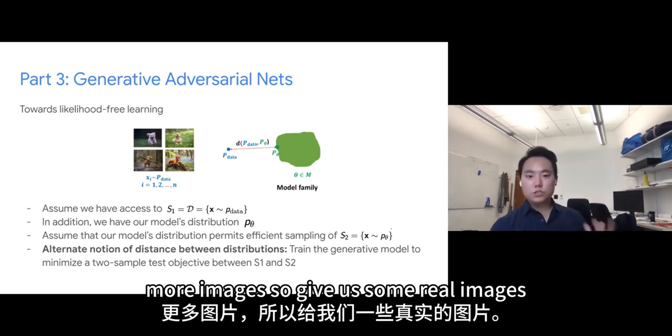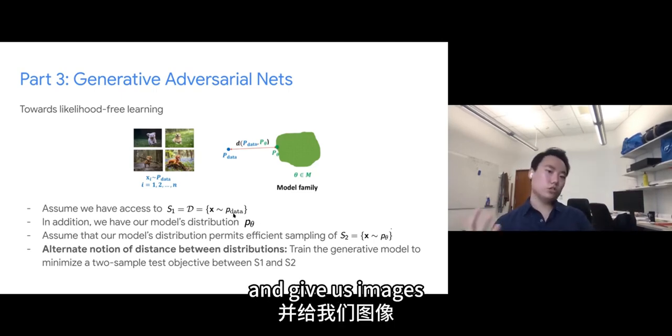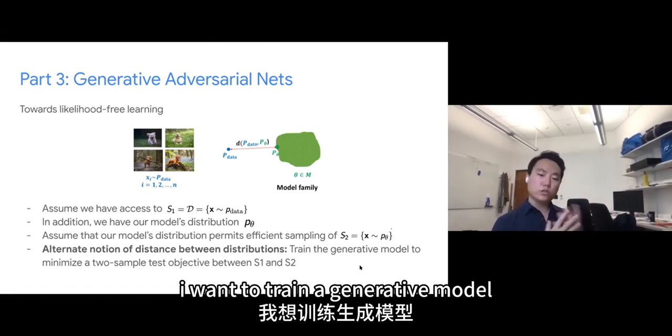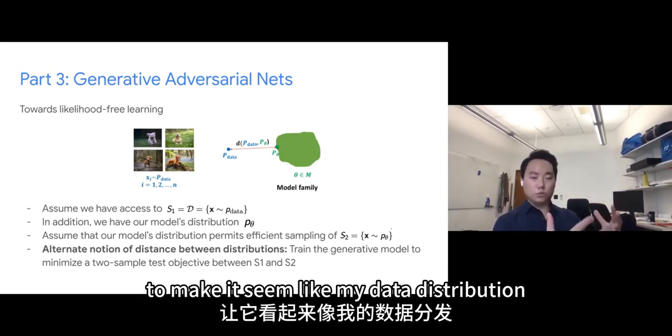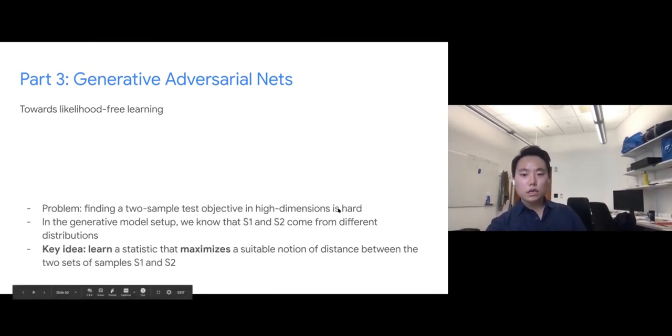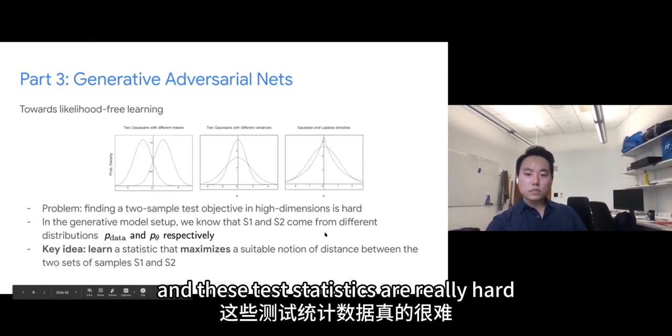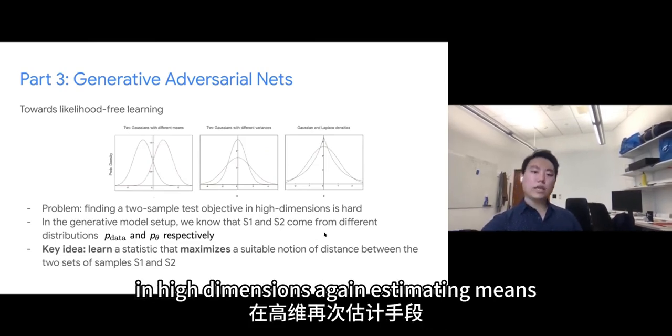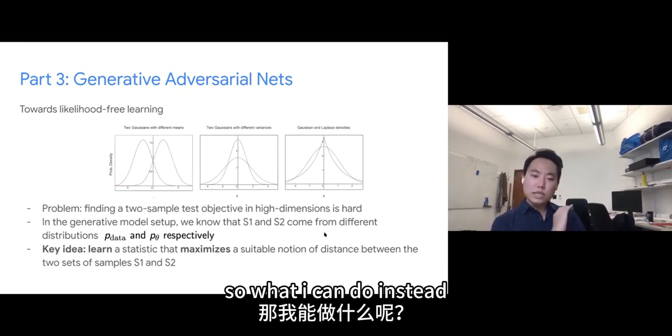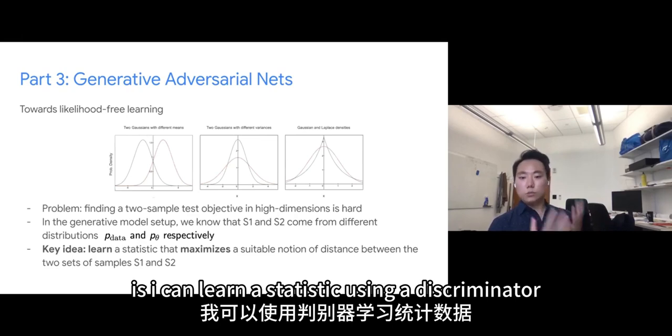So given some real images from the data distribution and given some images generated by your model, I want to train my generative model to minimize this two-sample test objective. I want to train a generative model to make my data distribution and my model distribution as close as possible. And these test statistics are really hard in high dimensions. Again, estimating means and variances in high dimensions is super hard. So what I can do instead is learn a statistic using a discriminator.